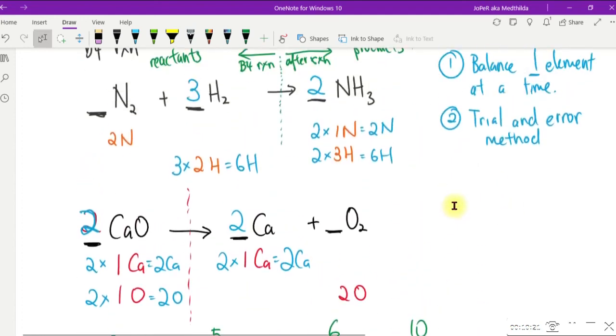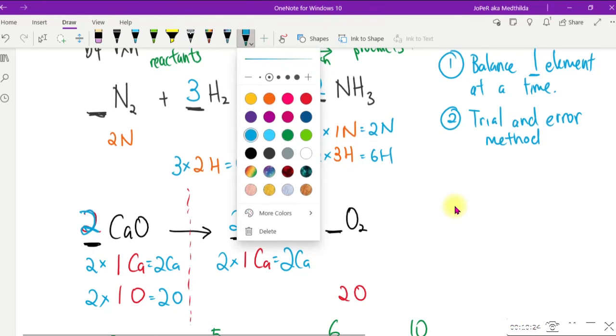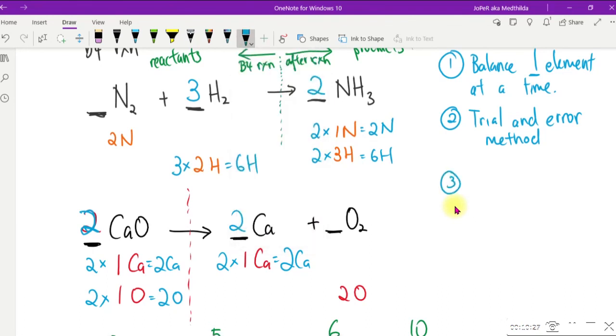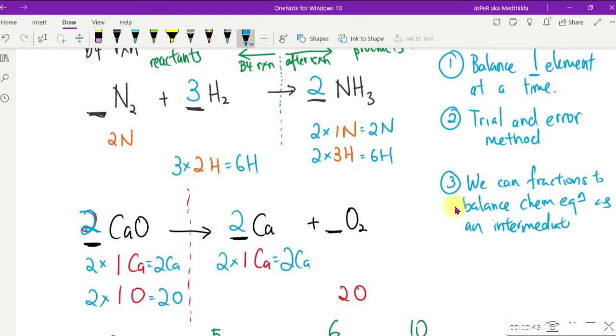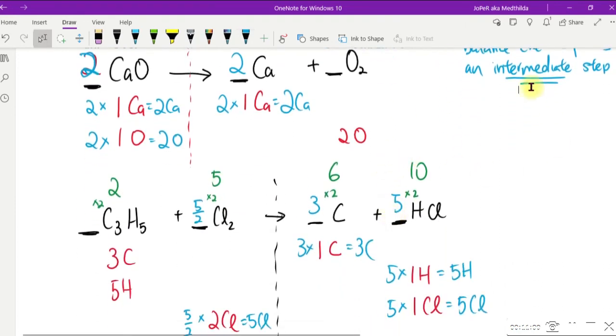So do take note. The last point I'd like to make is that we can use fractions to balance a chemical equation as an intermediate step. I use the word intermediate step. But at the end, to make sure that the whole thing is done properly, you must multiply it by the denominator of your fraction. So this is for balancing chemical equations.